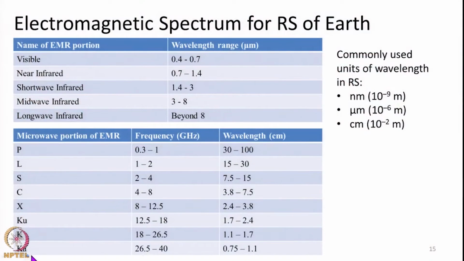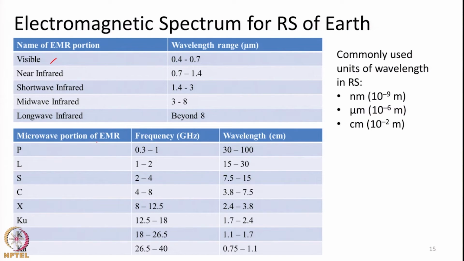Whatever I said in the previous slide, the classification of the electromagnetic spectrum, I have listed in the form of a table here for deeper understanding. I classified the electromagnetic spectrum from radio waves to gamma radiation, but for normal remote sensing purposes, especially remote sensing of Earth's surface, we will be restricting ourselves to the visible portion, the infrared portion and the microwave portion of the electromagnetic spectrum.